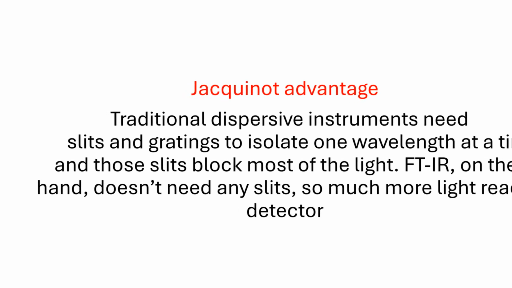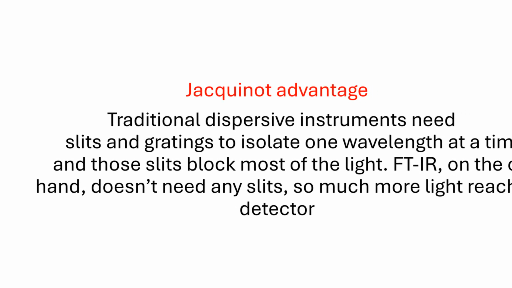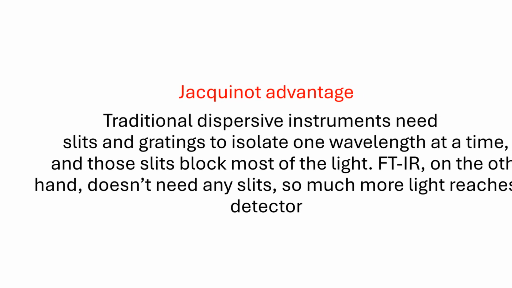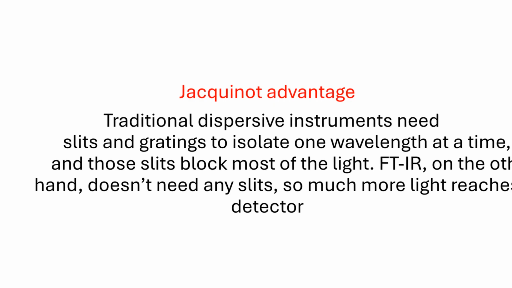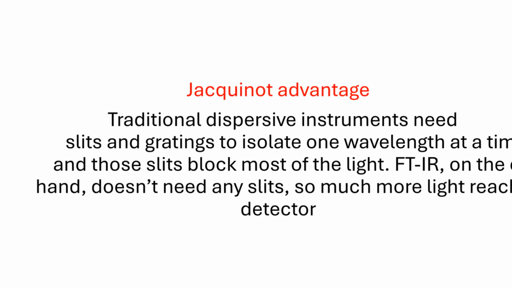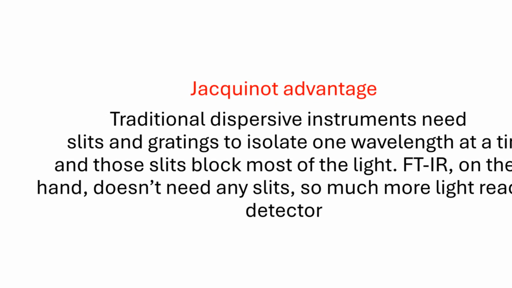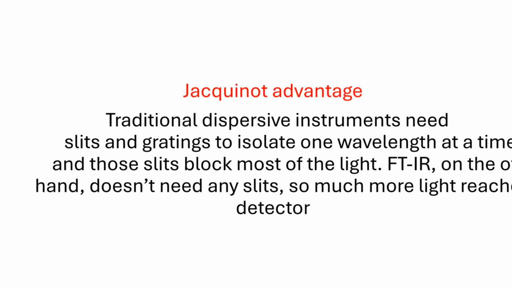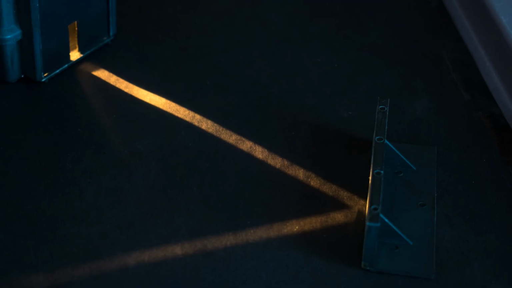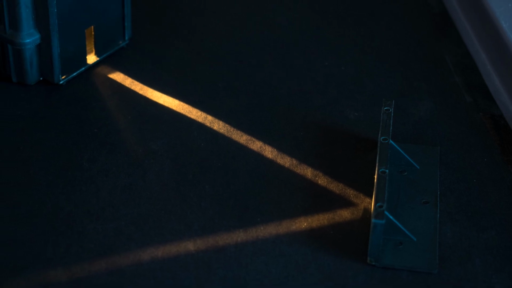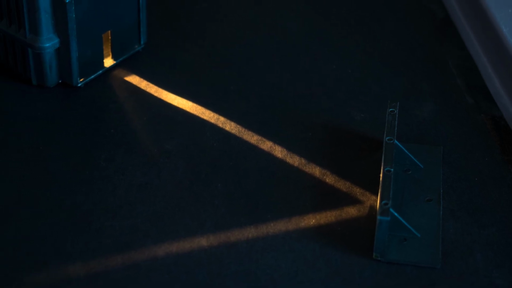One of the biggest strengths is the Jacquinot advantage, named after Pierre Jacquinot, also called high throughput. Traditional dispersive instruments need slits and gratings to isolate one wavelength at a time, and those slits block most of the light. FTIR, on the other hand, doesn't need any slits, so much more light reaches the detector. More light means a better signal-to-noise ratio, which means clearer, more reliable measurements.